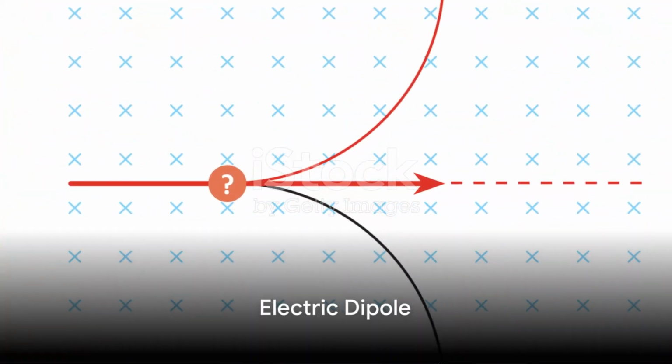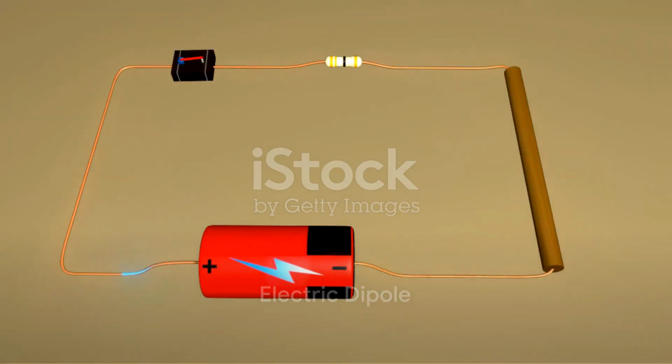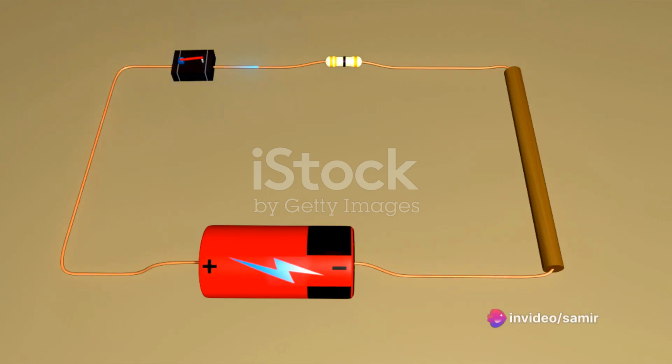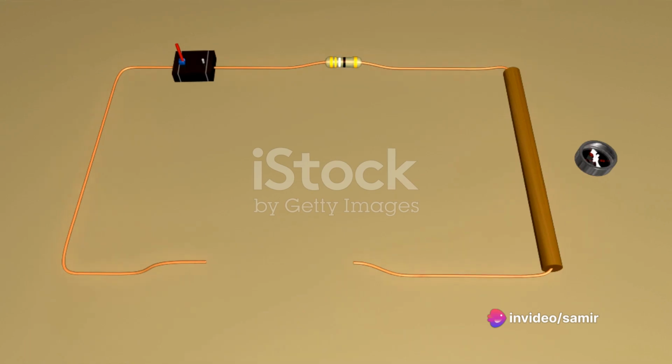Next in line is the electric dipole. It's a pair of equal and opposite charges separated by a distance. The net charge of an electric dipole is zero, and it creates an electric field.